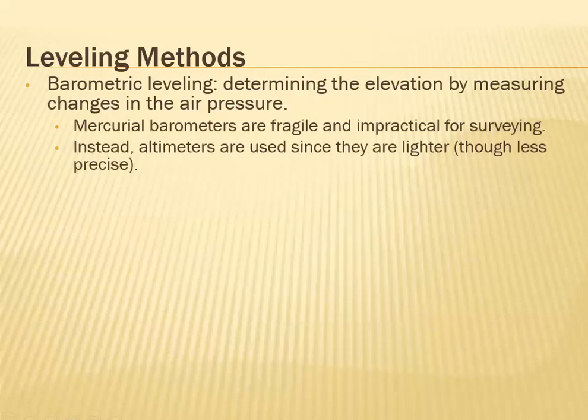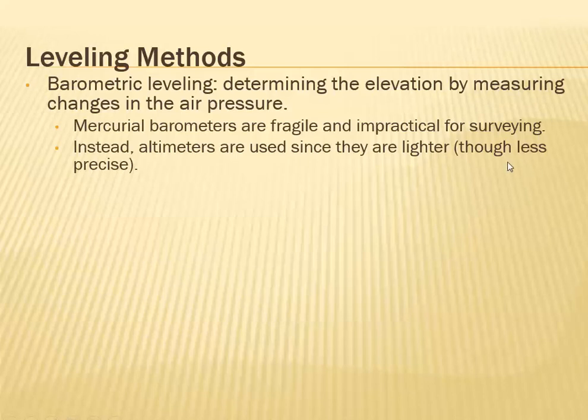The next leveling method is called barometric leveling. It is determining the elevation by measuring changes in the air pressure. There are these devices called mercurial barometers, but they're fragile and impractical for surveyors. And there are other ones called altimeters, which are used more by surveyors because they're lighter, but they are less precise. Now, the book doesn't go into a lot of detail about barometric leveling. I'm going to guess that this is expensive material and that this is really not what surveyors do most of the time.